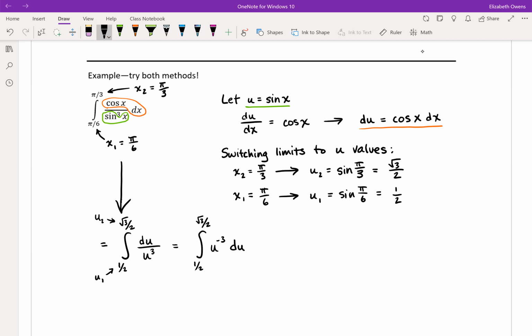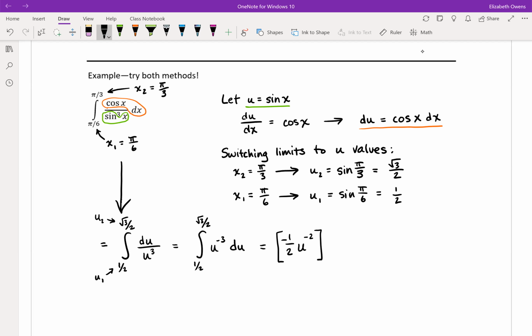Okay. And now everything here is all in terms of the same variable. So this is really nice. We're going to be able to find our antiderivative and plug in our limits of integration and evaluate this. So let's do it. The antiderivative of u to the negative 3 is going to be u to the negative 2 power and a negative 1/2 out front.